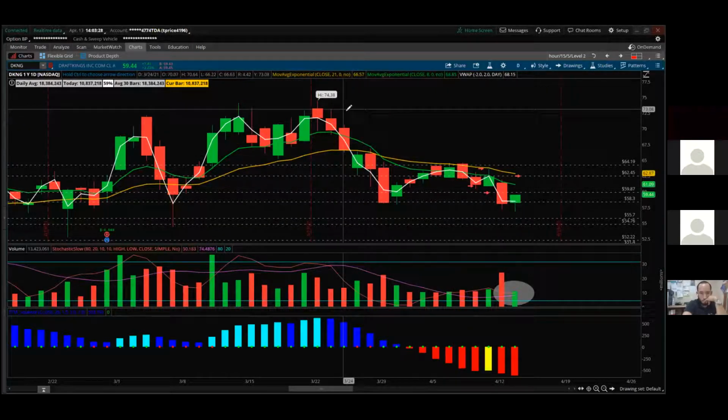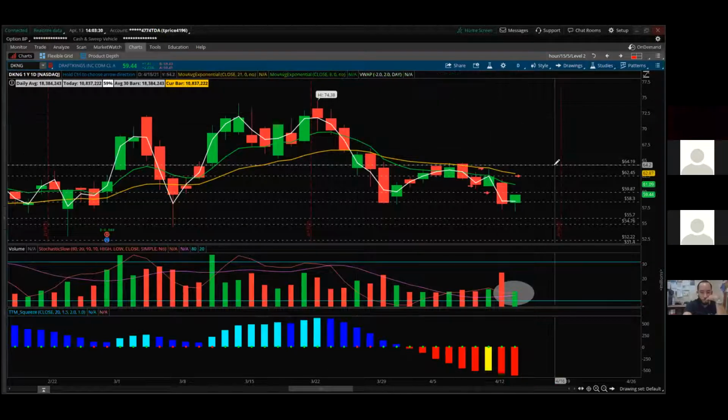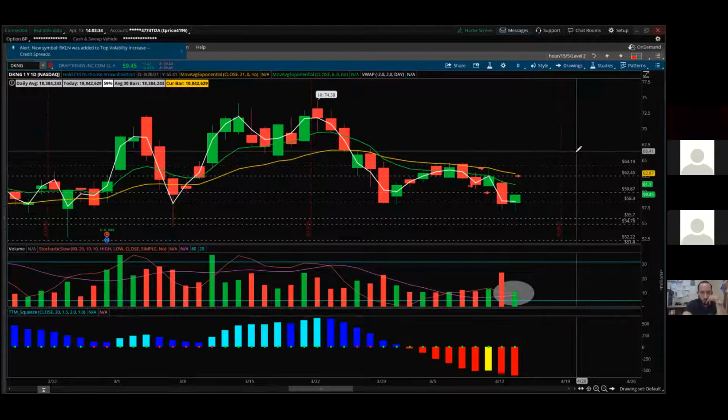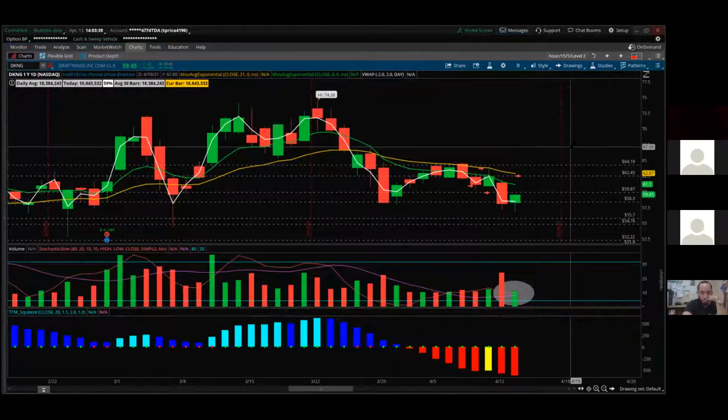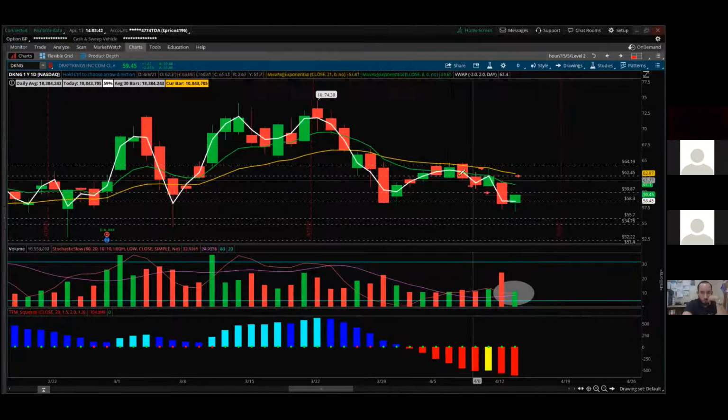So definitely keep DraftKings on your watch list, because over 65 has room to go to at least probably almost 70, actually 67, 70. So DraftKings would definitely be potentially a good monthly swing to check out.